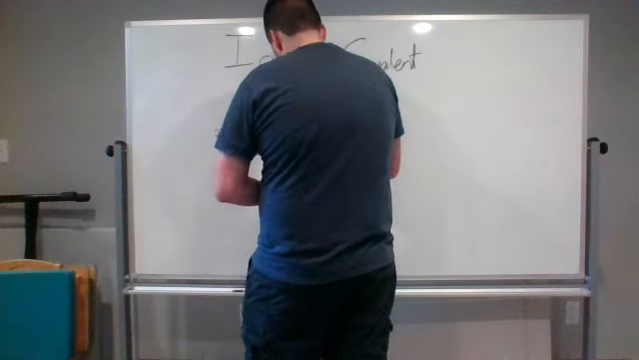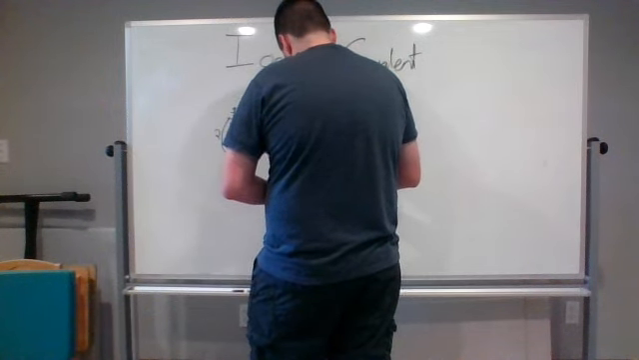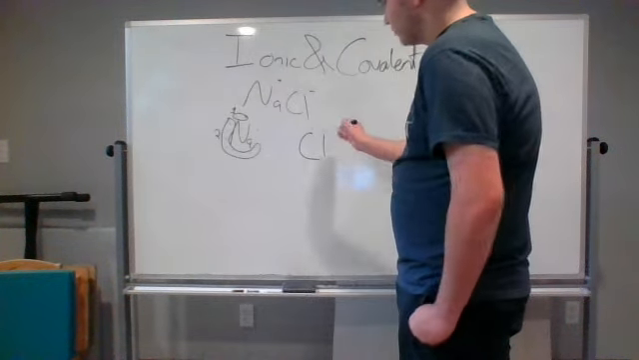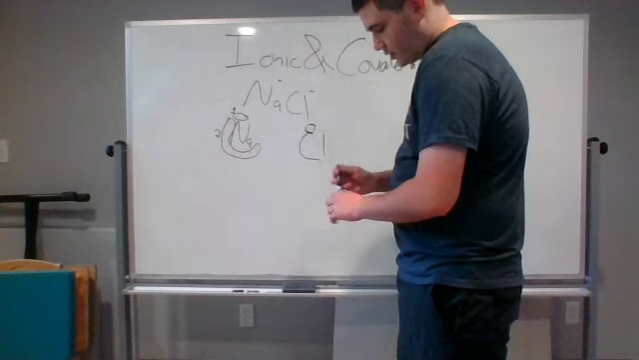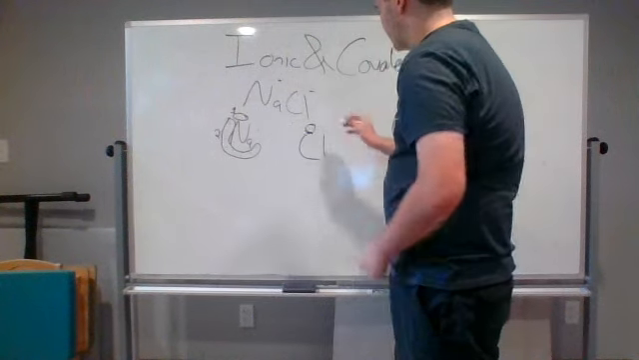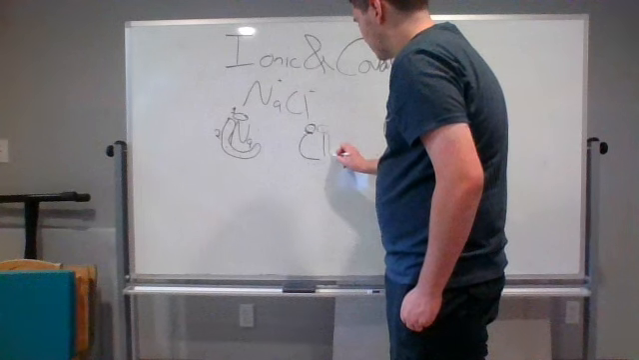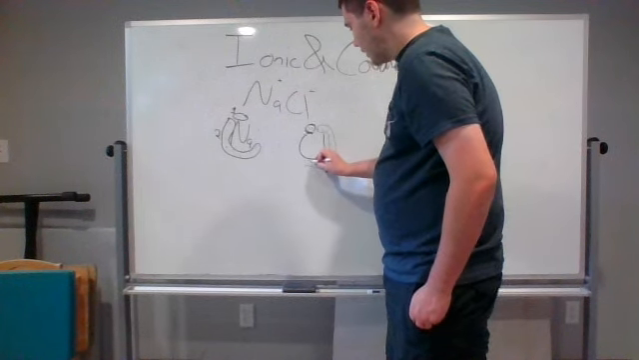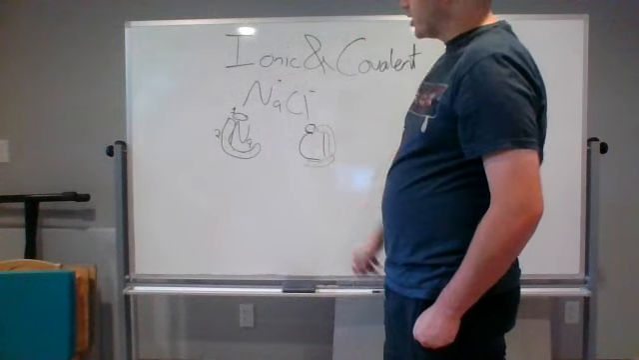Electron number 11. Chlorine, meanwhile, has 17 electrons. Shell 1, let me grab the thin marker for this. Shell 1, shell 2, and an almost complete shell 3. There's one more electron needed in here.